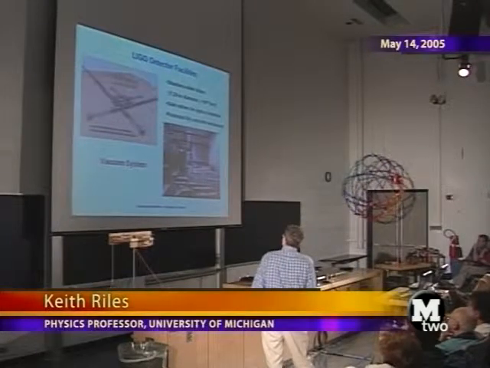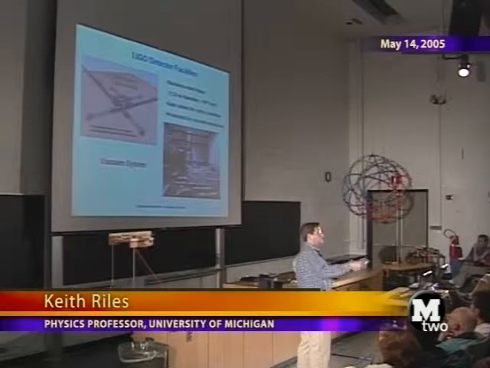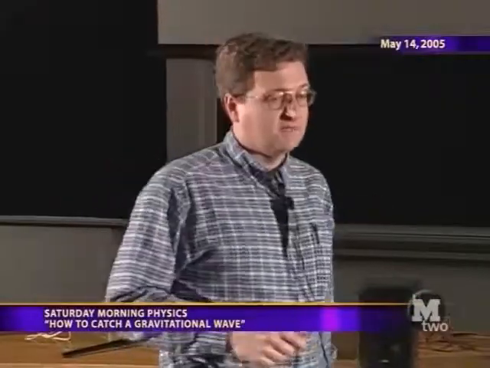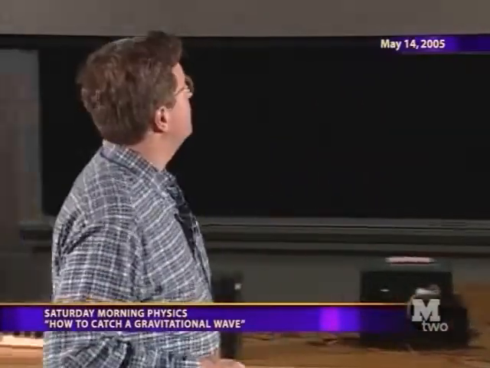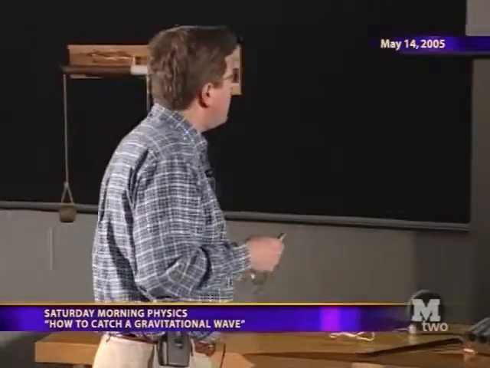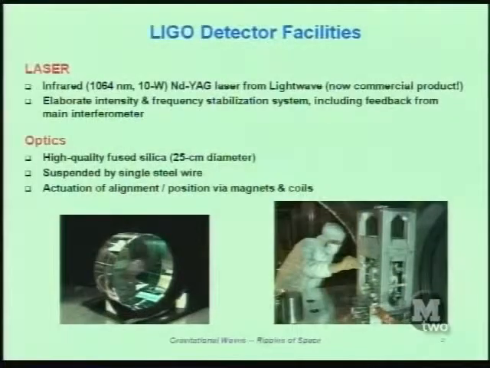This shows you what the beam tubes look like inside. They're about 1.2 meters in diameter, and this was taken back when they were being baked out. They were heated up to very high temperatures to cause outgassing of the molecules in the beam tube so that we could get a very high vacuum level. The laser is infrared. It's about 1 micron, 1,000 nanometers, 10-watt laser. You can actually buy this, if you have enough money, from a company, Lightwave. Now, on top of what we got from Lightwave, we imposed an elaborate intensity and frequency stabilization system that includes some feedback from the main interferometer, so we have very good stability of our laser, which is important if you're trying to make these sorts of measurements.